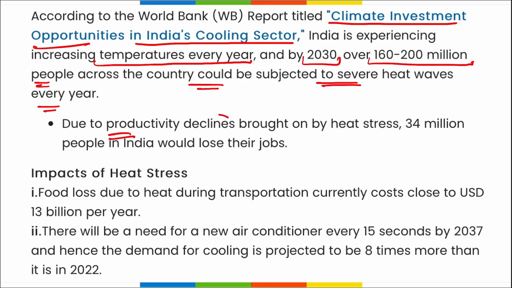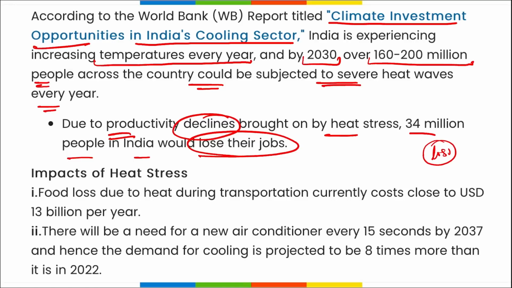Due to productivity declines brought on by heat stress, 34 million people in India will lose their jobs. As we know, this year also, due to several heat waves, not just in India but even in Pakistan, there was a loss in productivity. Because of the high temperature, factories and industries were shut down for some time, and productivity was reduced. Also, crops were damaged due to the high heat.